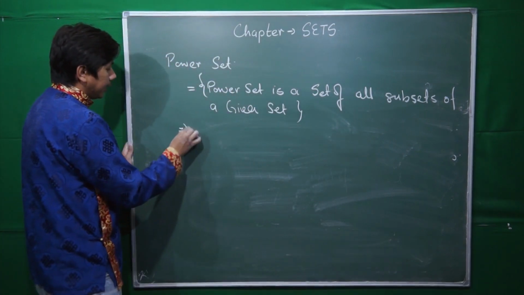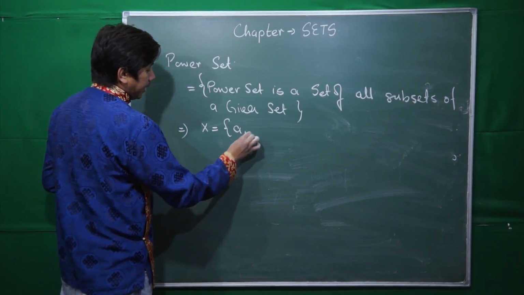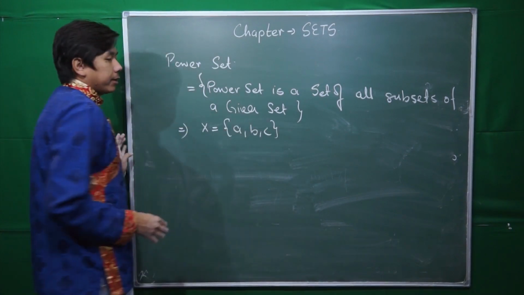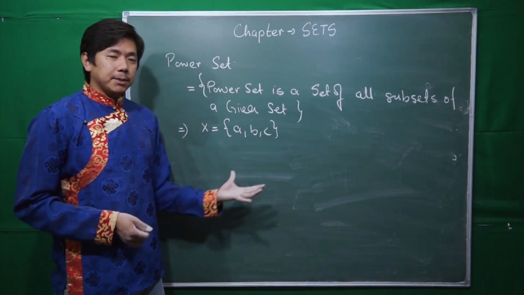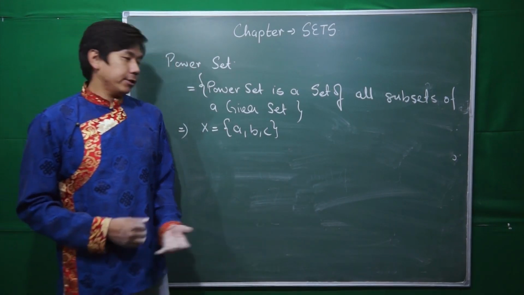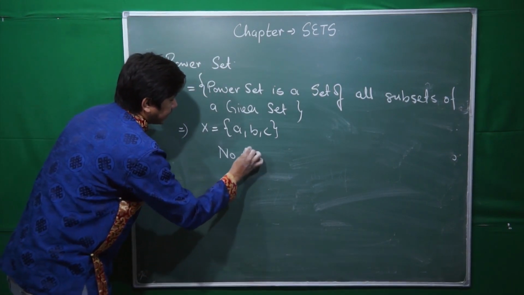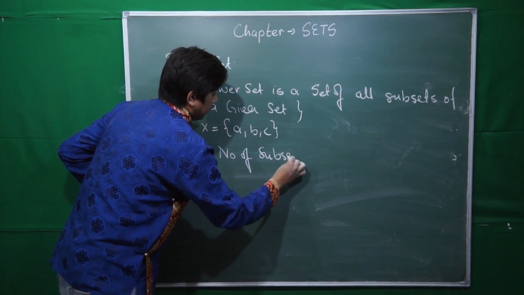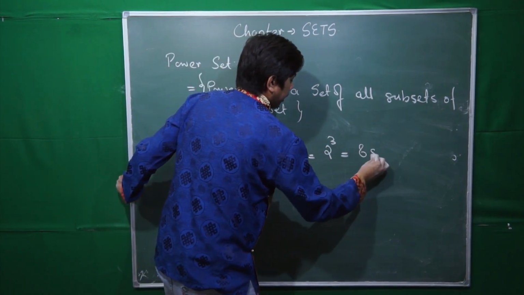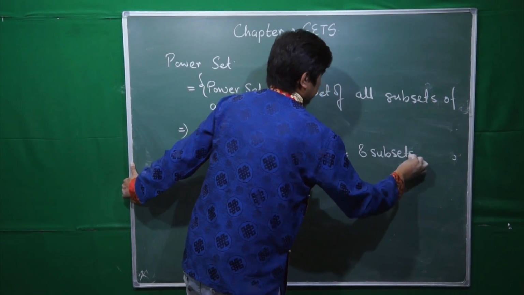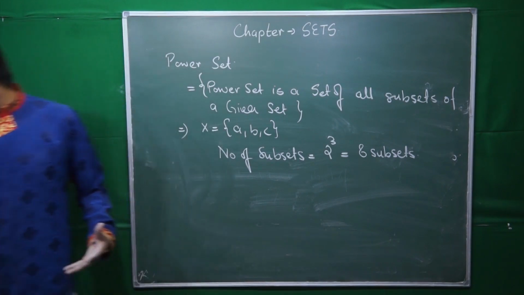Let's write it mathematically. Let's say we have a set, say X, that has elements a, b, and c. So before writing it down, let me ask you, how many subsets will this set X have? Quickly we can calculate that it is going to have the number of subsets equal to 2 raised to the power 3, which is equal to 8 subsets. Simple. Now, since it's going to be having 8 subsets, what are those 8 subsets?